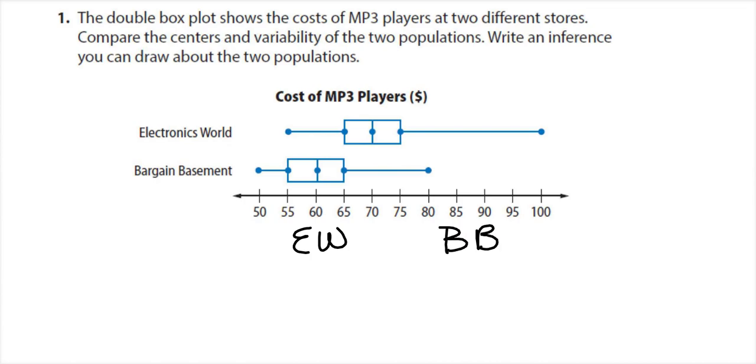All right, so from our list that we made up above, you can still see it on your paper, you can't see it on the screen, let's pick something. So what's a measure of center we can talk about? Do you want to talk about the mean, the median, or the mode? Well, the only one we can really talk about is the median. We don't know which number occurred the most, and we don't know what the average is. So we're going to talk about the median, and let's go ahead and find those. So where is the median on Electronics World? Well, it's the dot in the middle of the box, so that's 70. And then in Bargain Basement, the dot in the middle of the box is only 60.